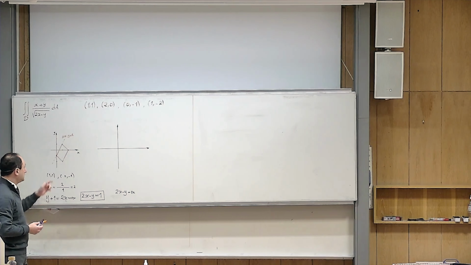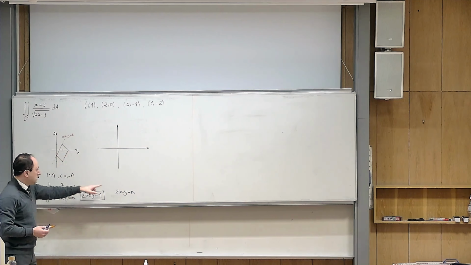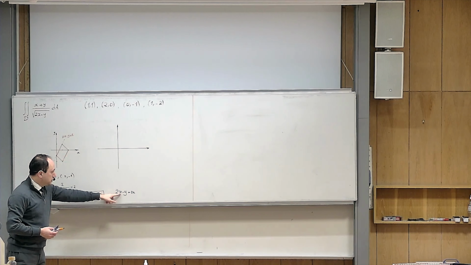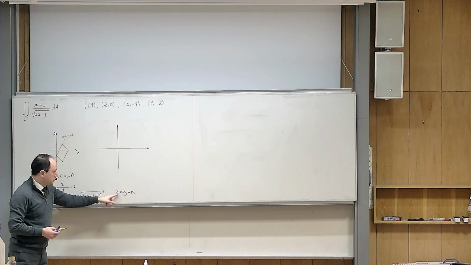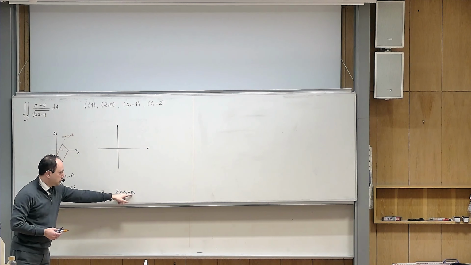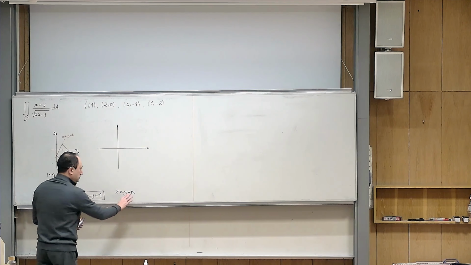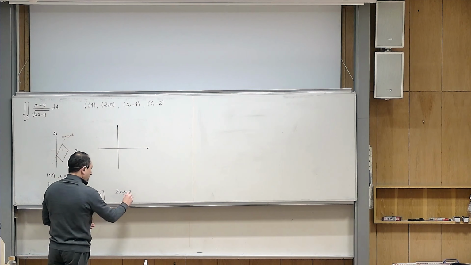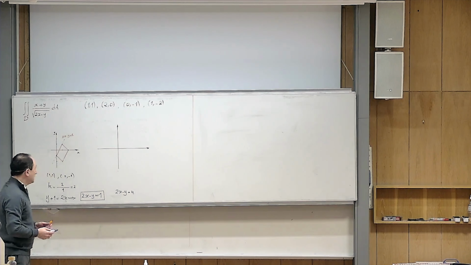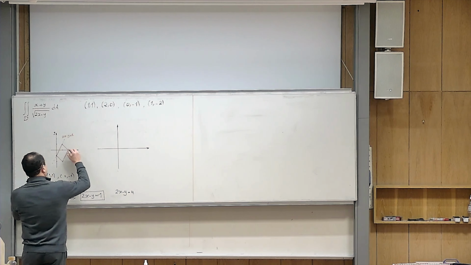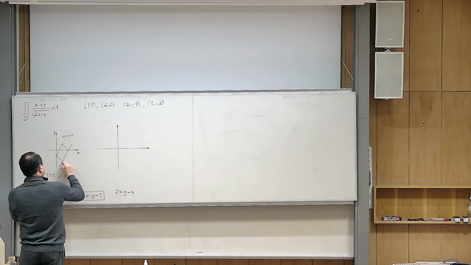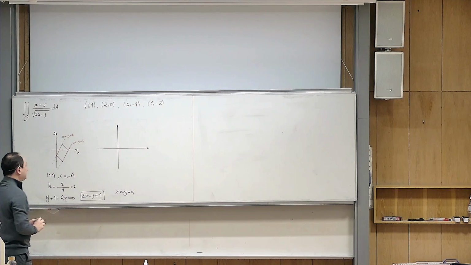It doesn't matter here. So this point has coordinates 2 and 0. So if instead of x I put 2, instead of y I put 0, it becomes 4 minus 0 is equal to m, so m is 4. So I can clean that, and I write this one is my equation. So the equation for this line is 2x minus y equals to 4.